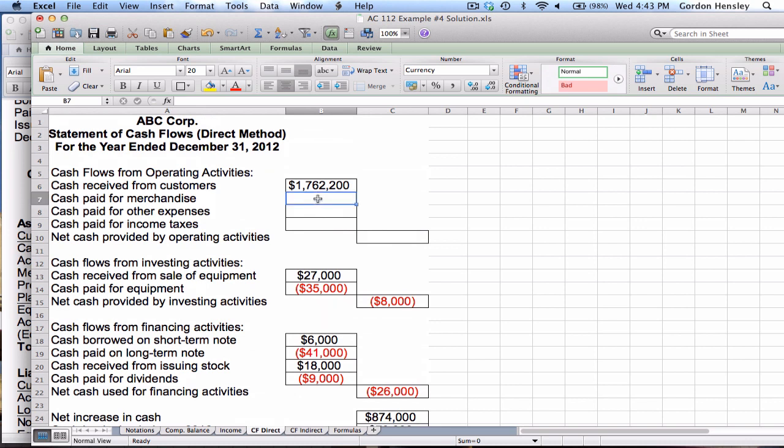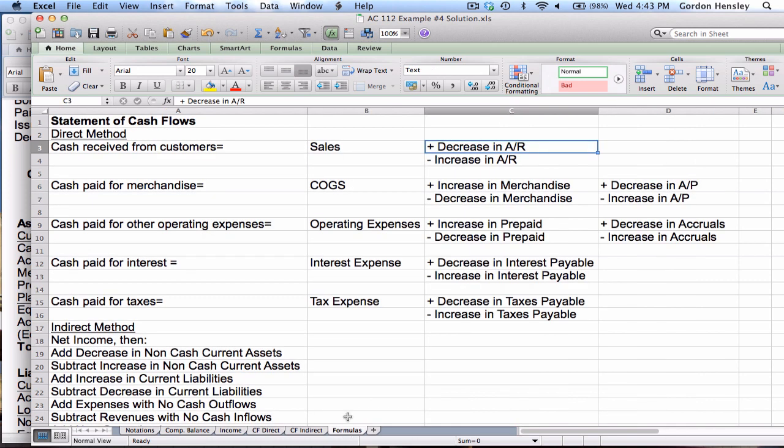Now, the next thing that I need is my cash paid for merchandise. So what does my formula say about cash paid for merchandise? Well, that's the next formula. Cash paid for merchandise, we start out with cost of goods sold, but then we have a lot to consider. We got to consider the merchandise, and we got to consider the accounts payable. If there's an increase in merchandise, that will be added. A decrease in merchandise would be subtracted. But with accounts payable, it's the opposite. A decrease would be added, an increase would be subtracted. So we have to consider all these things.